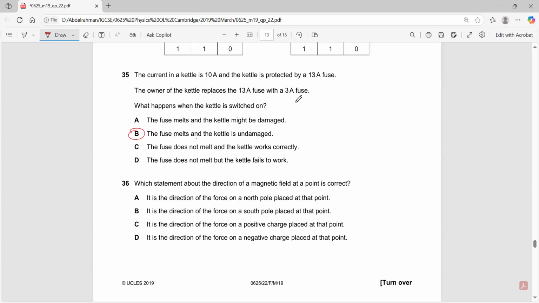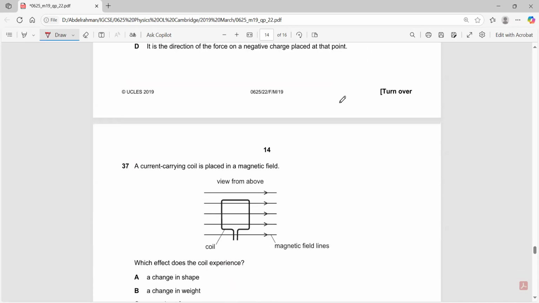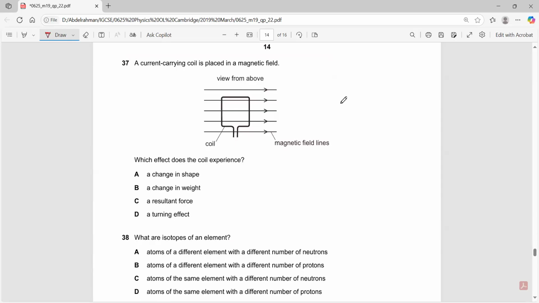Which statement about the direction of a magnetic field at a point is correct? Magnetic field has to do with the direction of the force on the North Pole placed at that point, yes. North Pole usually of a small compass. A current carrying coil is placed in the magnetic field. What effect does this coil experience? This coil starts to rotate.